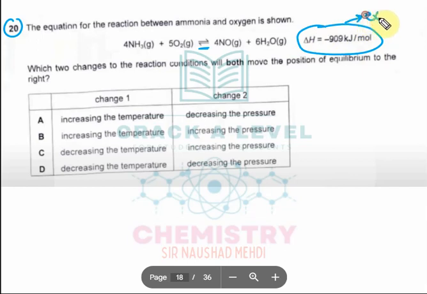So it is also exothermic. Which two changes in the reaction conditions will both move the position of the equilibrium to the right hand side? Okay. So in the first column you can see is about temperature. In the second column it's about the pressure. So as we all know, for the temperature you have to see either the reaction is exothermic or endothermic, then you can decide whether it will go in the forward direction or the backward direction.